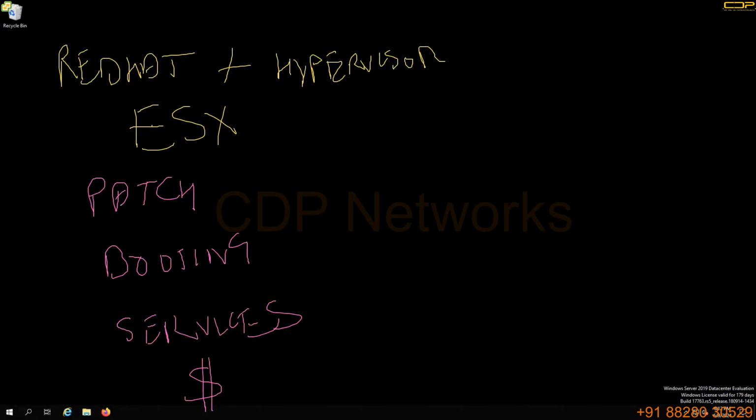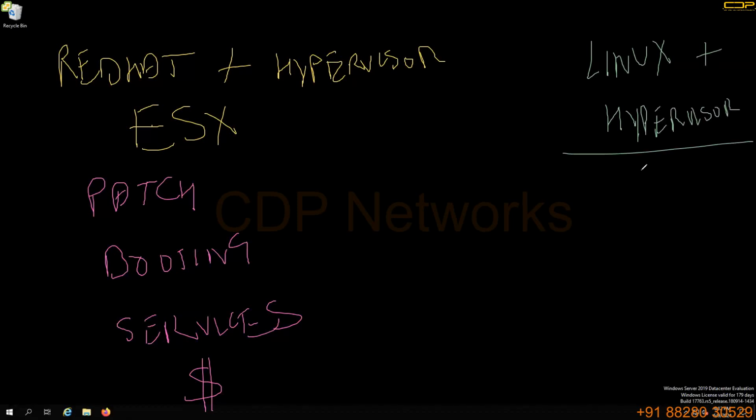So VMware had to come up with something. What did they do? They downloaded Linux. If you want a free operating system, you can simply download Linux, right? So they downloaded Linux and merged hypervisor capabilities into it. And now this was called ESXi. The i means integrated, embedded. So this is now called ESXi.